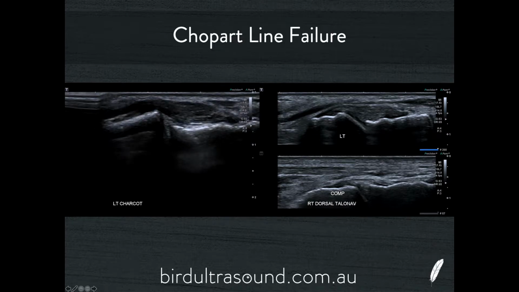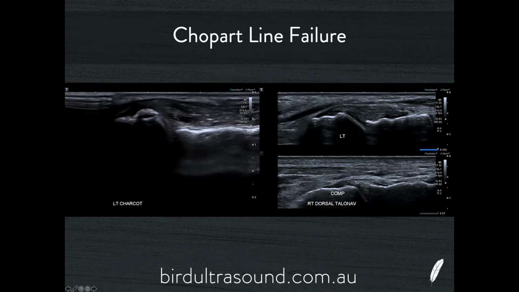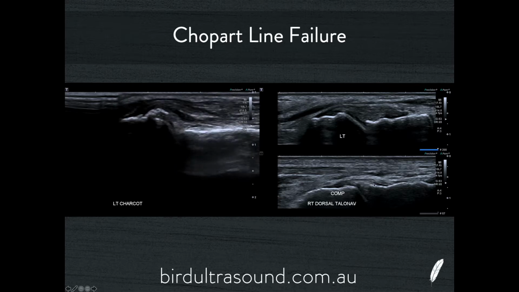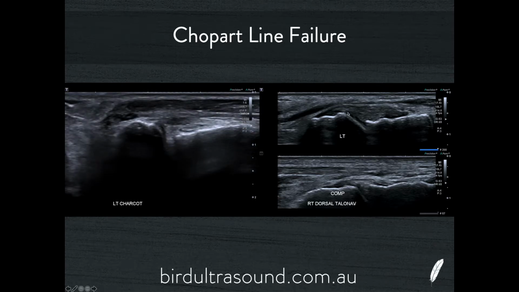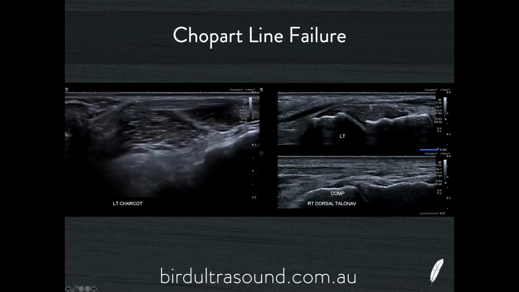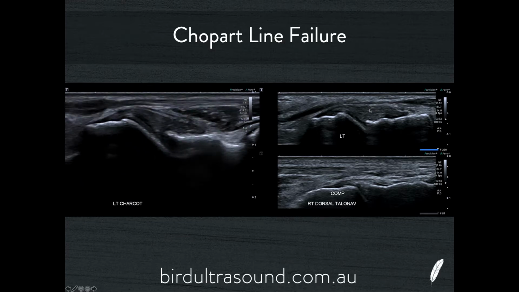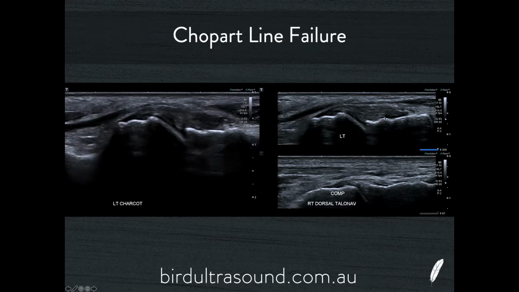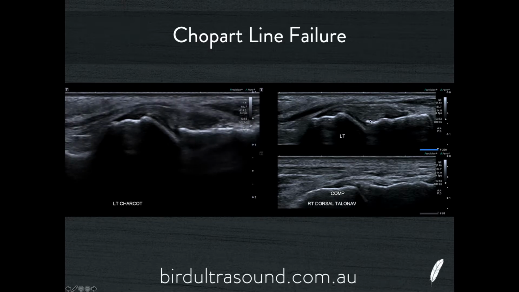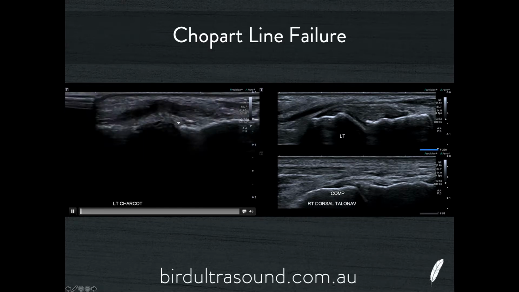So this is what happens with a Chopart line failure, is you have a dorsal talonavicular ligament. This is the comparative normal side, and then this is the symptomatic side. So you can see that the symptomatic side, the talonavicular ligament, does not really have any avulsion fracture, but it clearly has been damaged. It's very thickened, and you can see on the video clip here how thick it is.